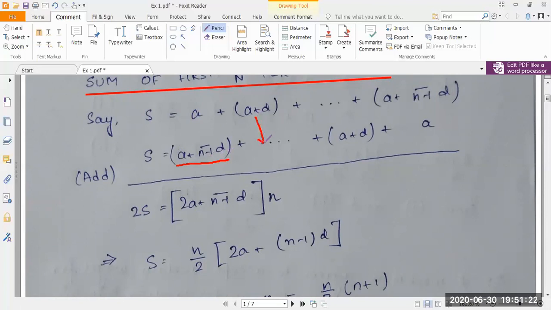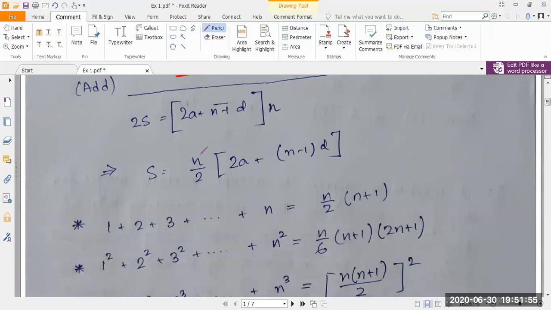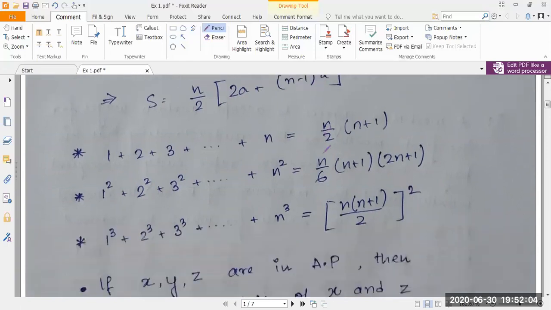I haven't written the numbers here in between, but you can check using the last two pairs of vertical numbers that you do get 2a plus n minus 1 d for each pair of vertical numbers. Now, as you know, there are n terms in the first equation on the right hand side, and similarly on the right hand side of the second equation you also have n terms. So when you add all of these, you get n times 2a plus n minus 1 into d. Dividing both the equations by 2, we get S equal to n by 2 bracket open 2a plus n minus 1 times d.